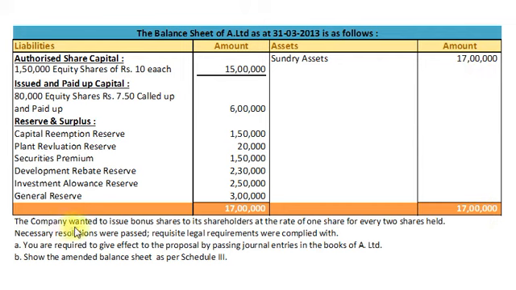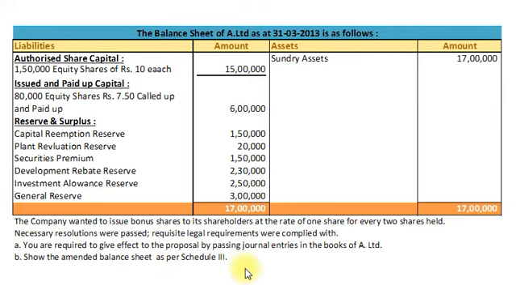The company wanted to issue bonus shares to its shareholders at the rate of 1 share for every 2 shares held. Necessary resolutions were passed. Requisite legal requirements were complied with. First, you are required to give effect to the proposal by passing journal entries in the books of A Limited, and B. Show the amended balance sheet as per schedule 3.